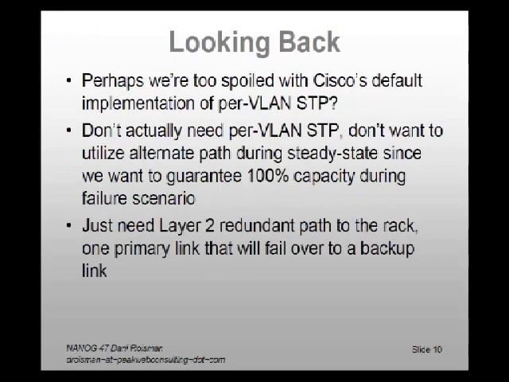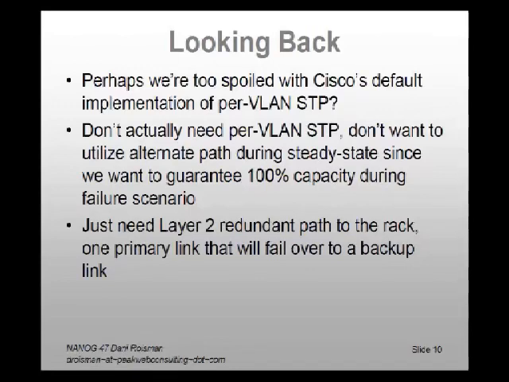So looking back, we were talking about this internally when we spent so much time on this project. Are we too spoiled with per VLAN spanning tree? Cisco is really nice that way, and some of us really grew up on Cisco switches, and we thought this was the right way to do it. But do we really need it in a data center environment? In a data center environment, it's really simple. You have a whole bunch of inverse triangles or V-shaped networks where we don't want to use the alternate path during steady state. We want 100% on link 1 and 100% backup on link 2.